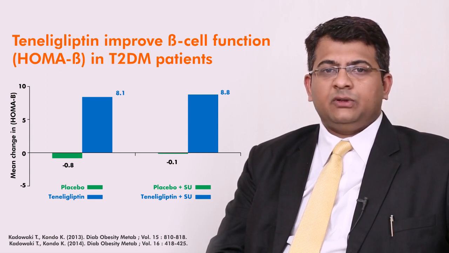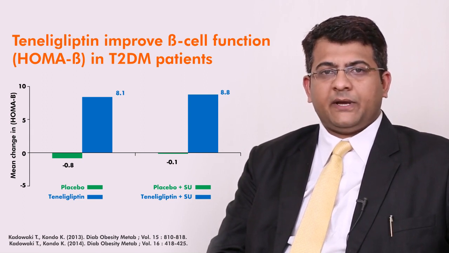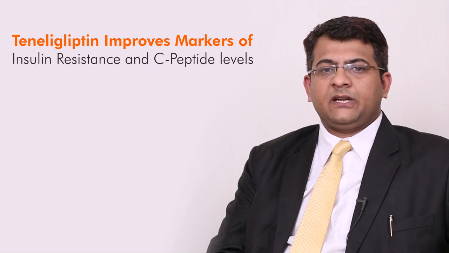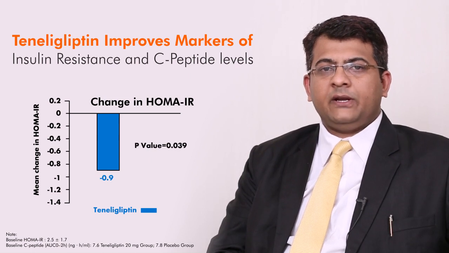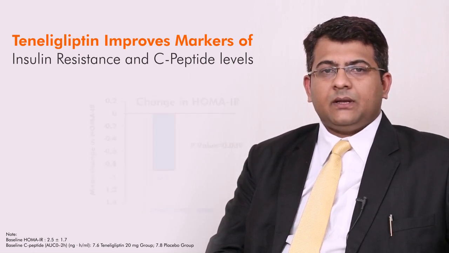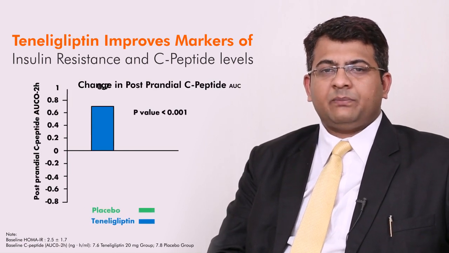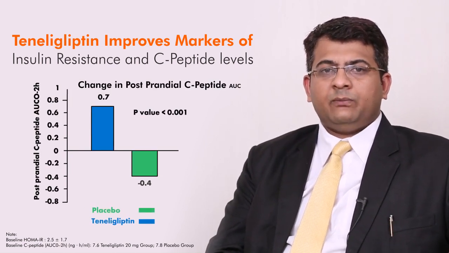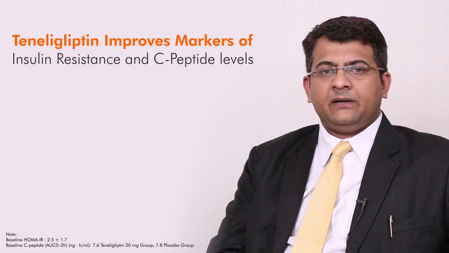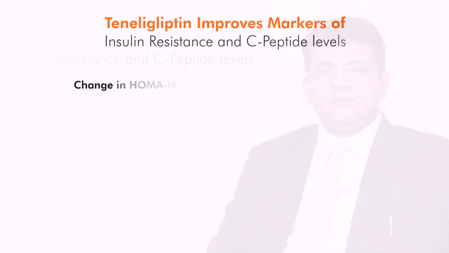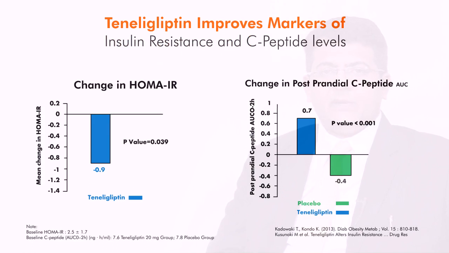And in the placebo group, in both the studies, there is no significant change in the HOMA beta parameter. Next dynamic property, the insulin resistance. The effect of teneligliptin on the insulin resistance is significantly reduced by almost 0.9 factor, and the postprandial C-peptide levels are significantly improved by the 0.7 factor, and in placebo there is actually a decrease in the C-peptide levels. So if you combine these two slides, there is an improvement in the HOMA beta and C-peptide levels, whereas a significant reduction in the HOMA IR parameter.